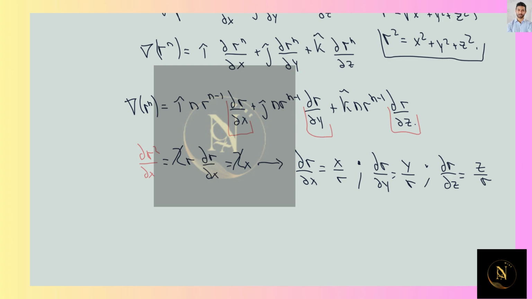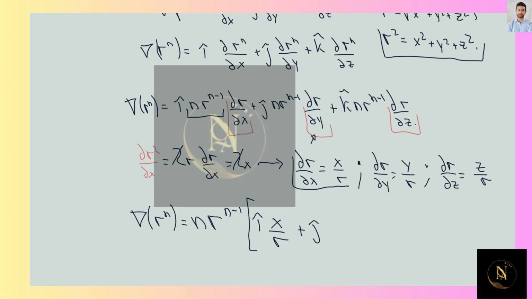So now let's factorize the n times r to the n minus 1 factor out of each of the components, and we get that the gradient of r to the n is equal to n times r to the n minus 1 times, in the i direction, the partial derivative of r with respect to x. But what is that? x divided by r. Plus j times the partial derivative of r with respect to y, but that is y divided by r. And finally, in the k direction, we get z divided by r.